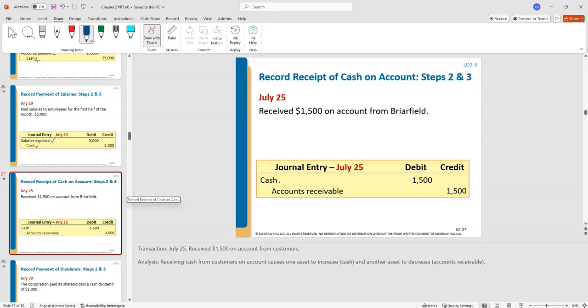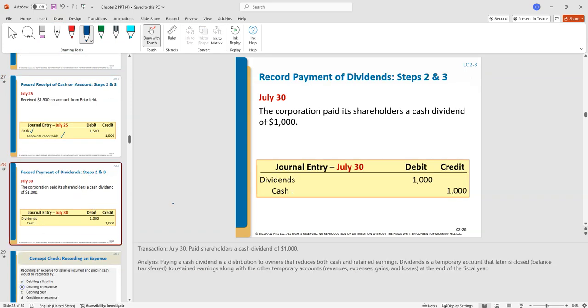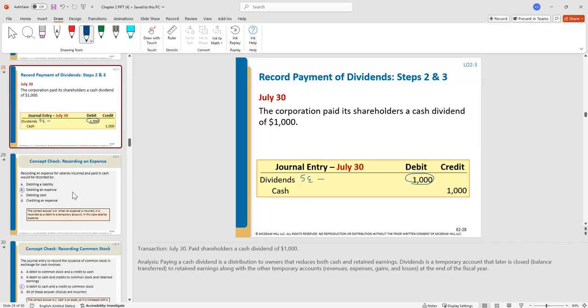And then it looks like, hey, we collected on some of our accounts receivable, right? We sold stuff to them. They said, we'll pay you later. Now they're paying us later. Debit cash, credit accounts receivable. Last one here is we declare, and it looks like we pay a dividend, right? So dividends reduce stockholders' equity. So this is stockholders' equity minus. That's why we're debiting it. The cash, obviously, is the outflow there.